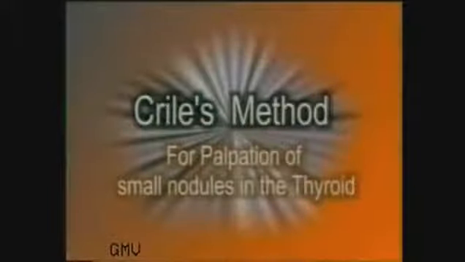Next, with the patient in the same position, keep a thumb over the lobe to be examined and ask the patient to swallow. Feel for small nodules on the surface as the gland moves up and down. This is Kreil's method of palpation for small nodules.